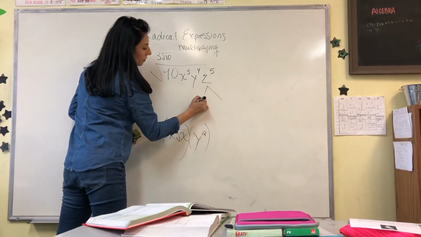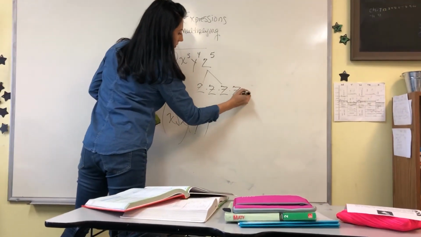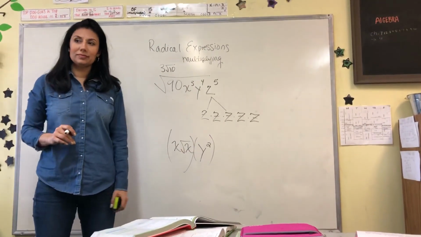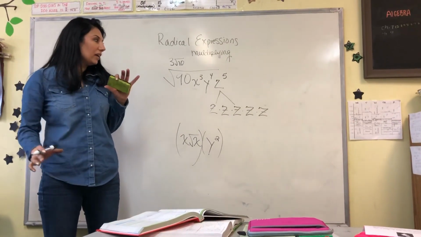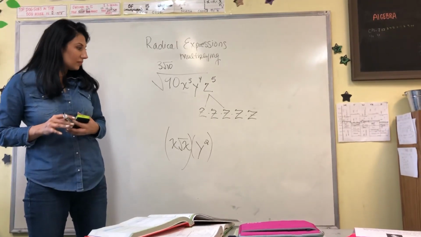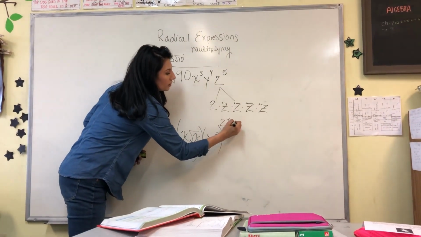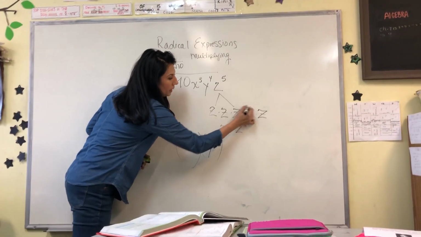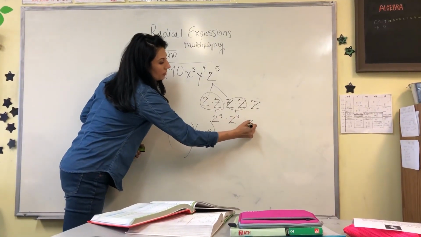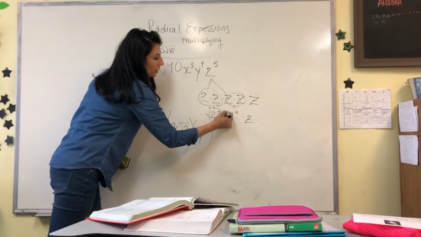Let's do z. All right. How am I going to write these out? How can I cross them out? How can I figure out how many z's I have there? It's perfect squares. So these turn into that. These two turn into that. Good. And then remember, these are all under the radicands, like that.